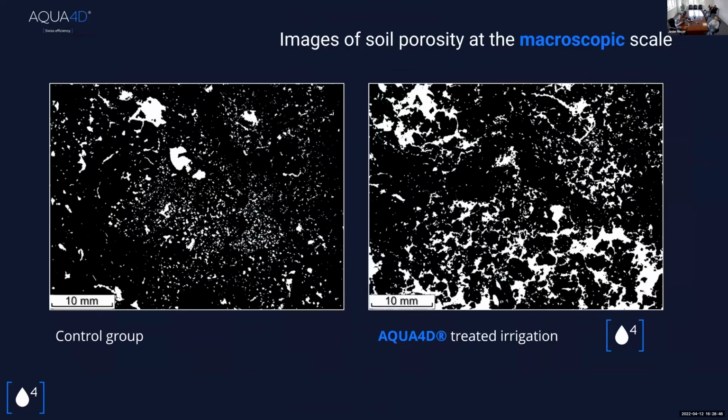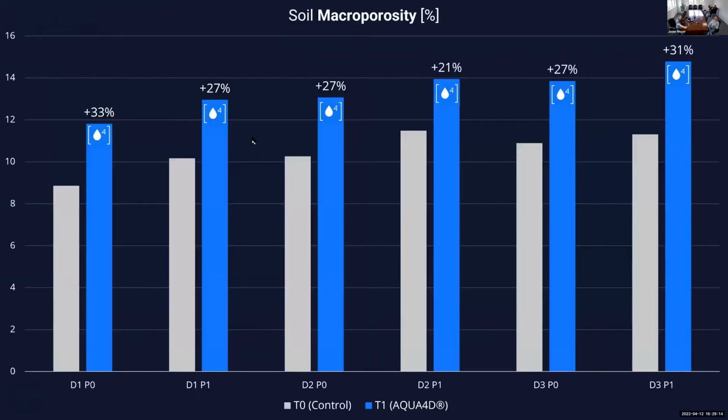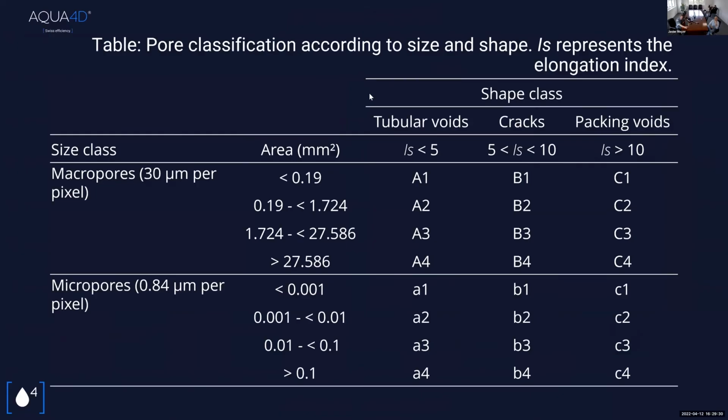If I keep going and now I look at the macro-porosity, which basically are bigger pores of the soil that are there to drain the water, well, here we can see again that the AQUA4D has increased this macro-porosity in the soil, okay? If we look at it with figures, it was this time more around 30% that we're able to increase the macro-porosity. So micro-porosity, we're able to increase all the way up to 60% on average. And with the macro-porosity, it was more around 30%.